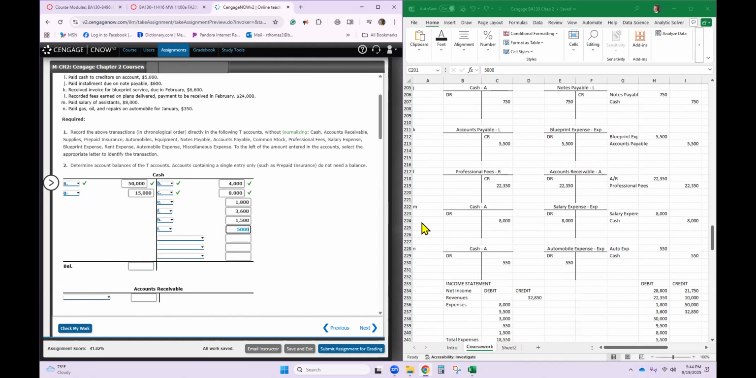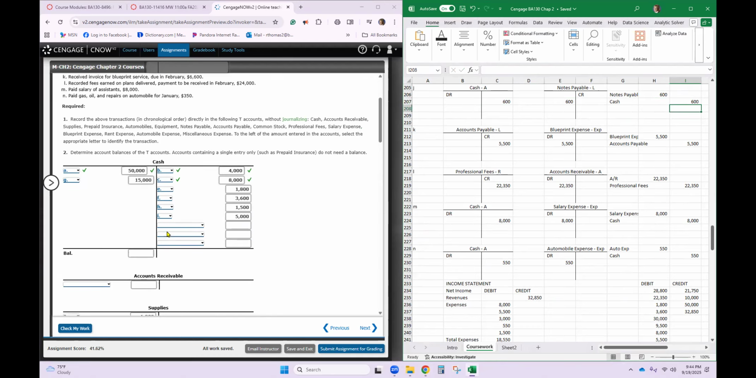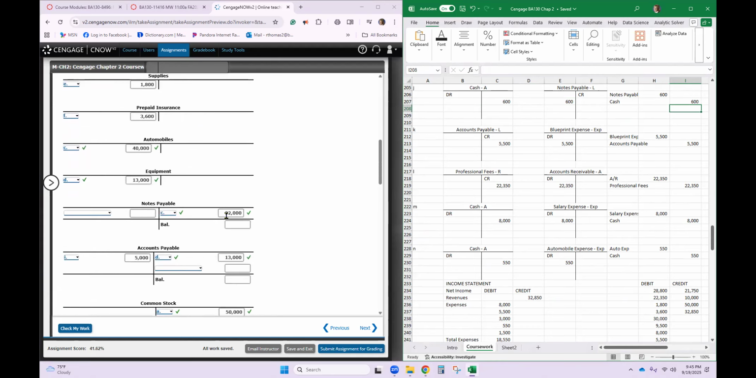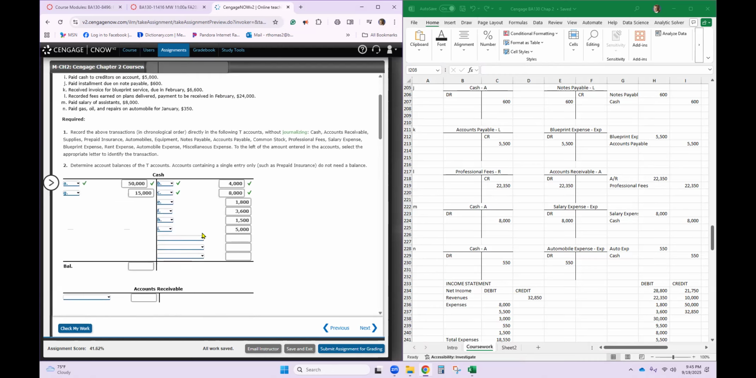Okay, J is paying an installment on the note payable, and it's $600. So we're going to debit the notes payable, credit cash. Okay, and so let's debit the notes payable. Notice we have 32,000 to pay off. This is just a monthly payment. Okay, so this is J, and it is 600, and down goes cash. J.